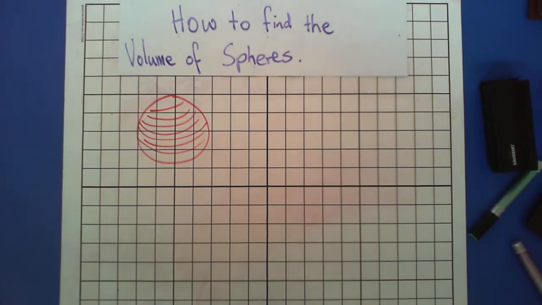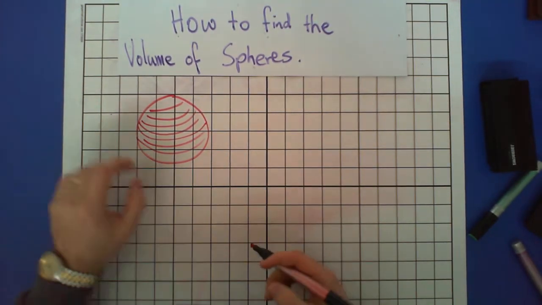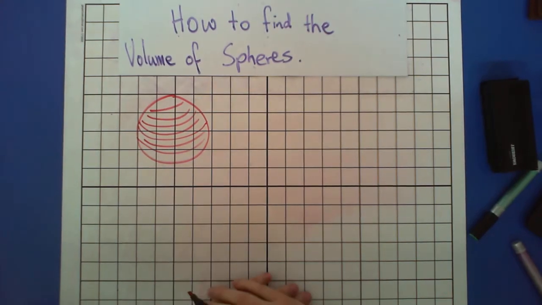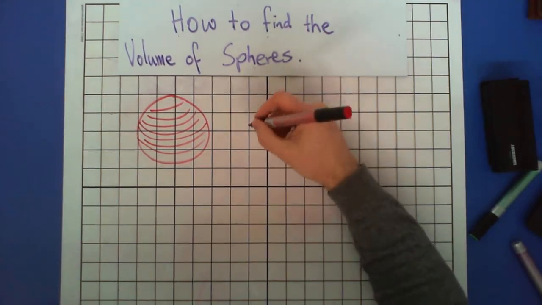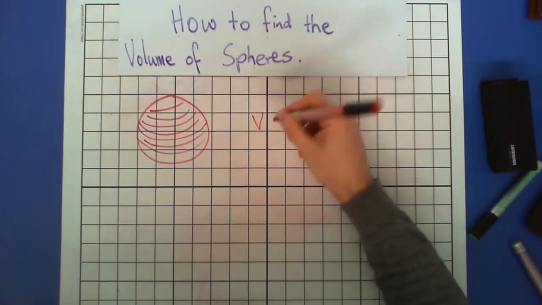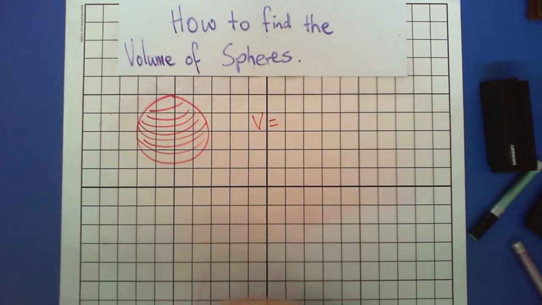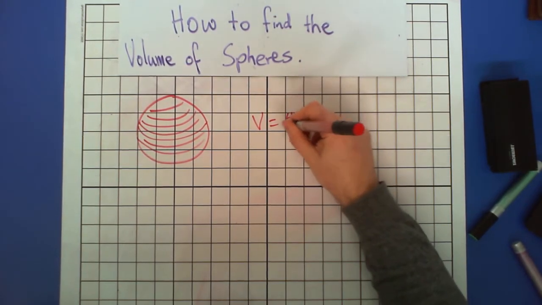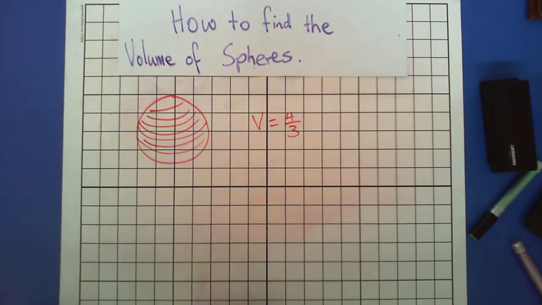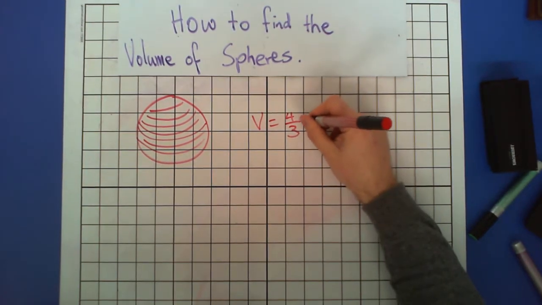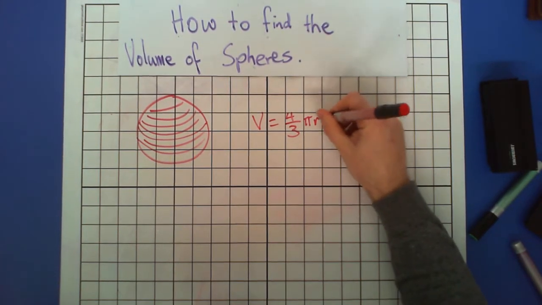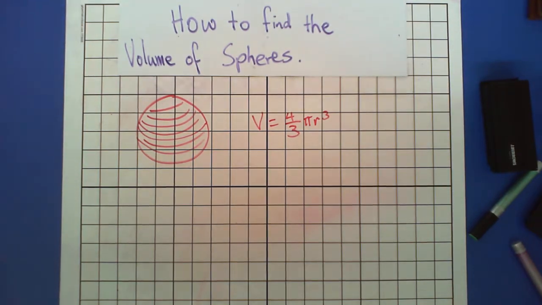So the proof of the formula is a little bit tricky for me to do here in this short video, so you're going to need to trust me on this one about our formula. But our volume equals 4 divided by 3 pi r cubed. And we'll go through that a little bit.